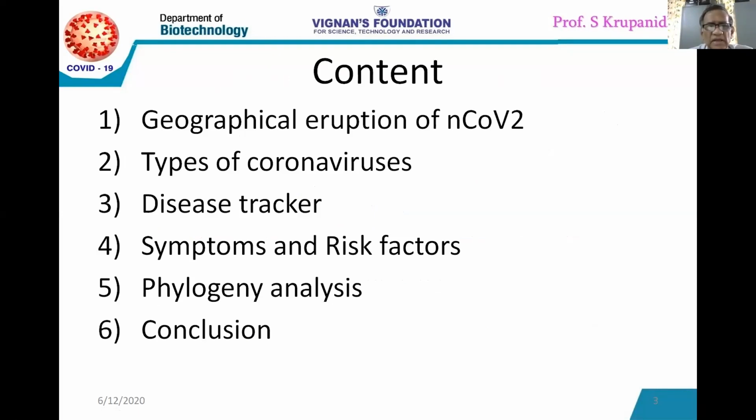The first one is the geographical eruption of novel coronavirus. The second one is types of coronaviruses. The third one is disease tracker. The fourth one is symptoms and risk factors. These are all the biological aspects of coronavirus. Unless we know these biological aspects, we cannot proceed to the phylogeny, because the phylogeny is the one where we are going to link the biological relationship of the novel coronavirus with others. The next one is phylogenetic analysis. The last one is the conclusion. With this, we'll be closing in another 20 minutes.